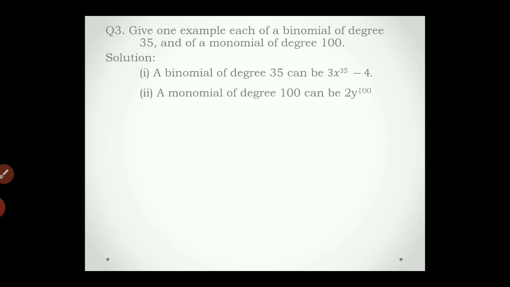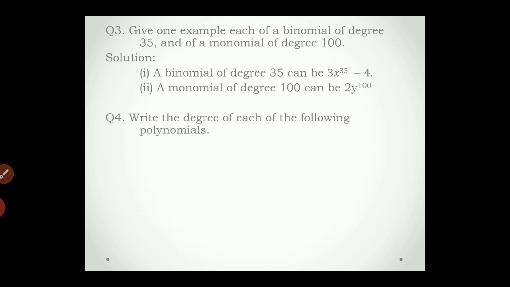Next, a monomial of degree 100. A monomial of degree 100 means a polynomial which includes only one term. Therefore, I have written 2y to the power 100. You can write x to the power 100, z to the power 100 or anything you want. But that term should have degree 100 and be only one term.